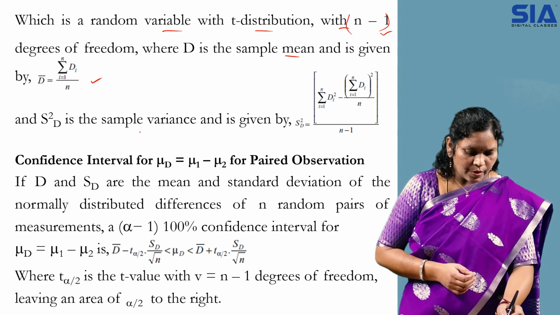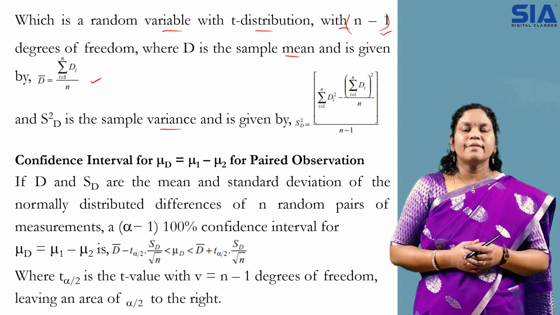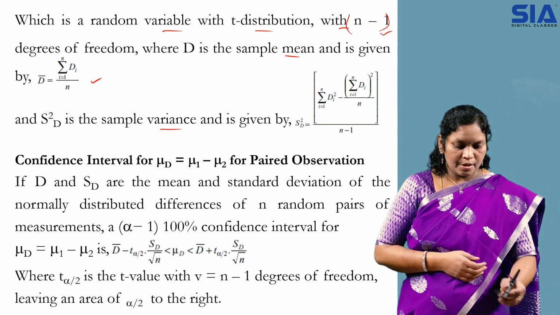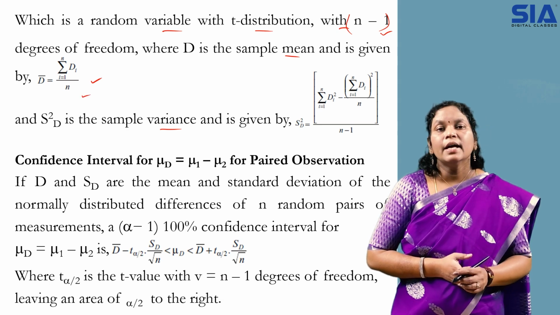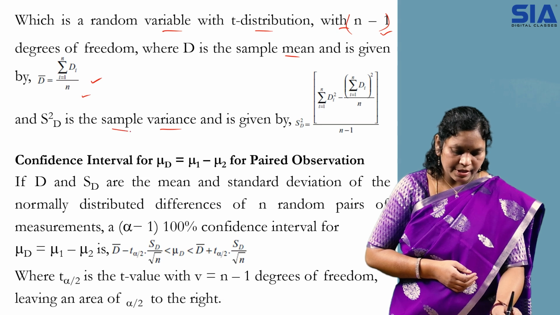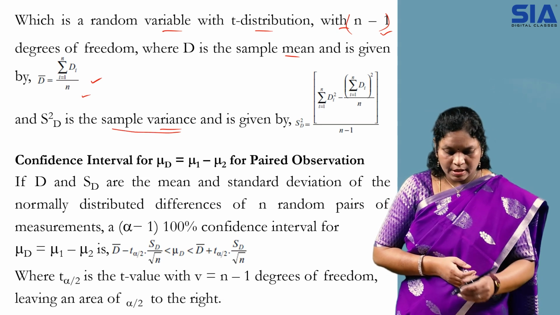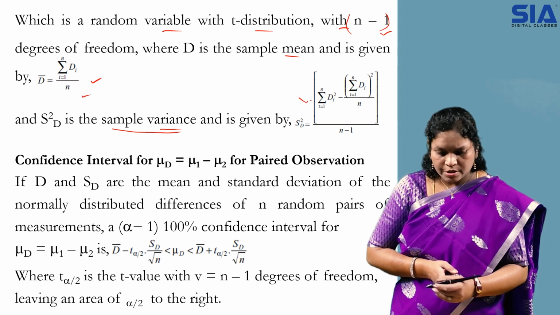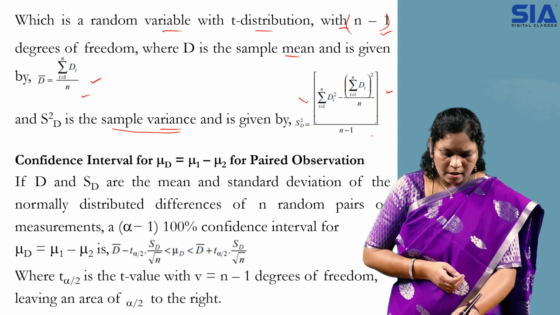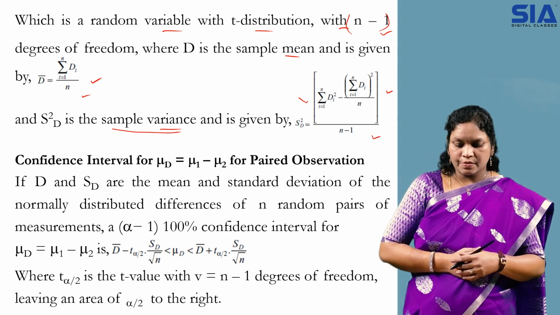And again sd square is the sample variance. The formula whatever we just now wrote, how we are getting those values, we are specifying here. So d bar is equal to summation di by n, the mean value we have. Next, sd square is nothing but the sample variance. We know the formula for variance: sd square is equal to (summation di square minus (summation di) square by n) by n minus 1. This is the same variance formula for the sample variance.